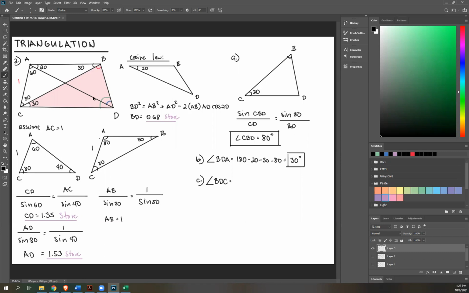Another way is, we already know this is 40, right? I just didn't write it. This is 40, and we just figured out this is 30. So that's 40 plus 30, so 70 degrees. Okay? So that's it for number 2. Do you have any questions for number 2? Please answer in the chat.